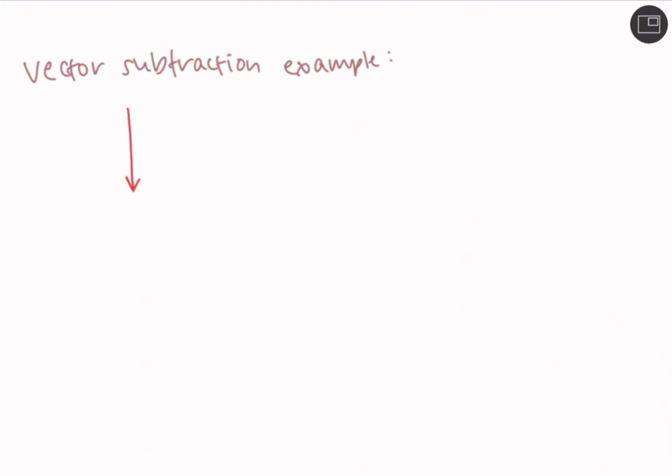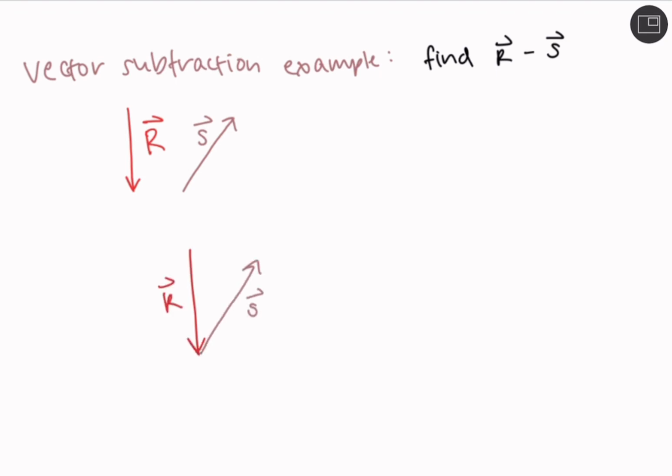Let's say we have vector r and vector s, and we want to find vector r minus vector s. Now, let's just place vector r head to tail with vector s. Now, if you were to draw a vector from the start point of r to the end point of s, you would actually find the resultant, or vector r plus vector s, which is not what we want.